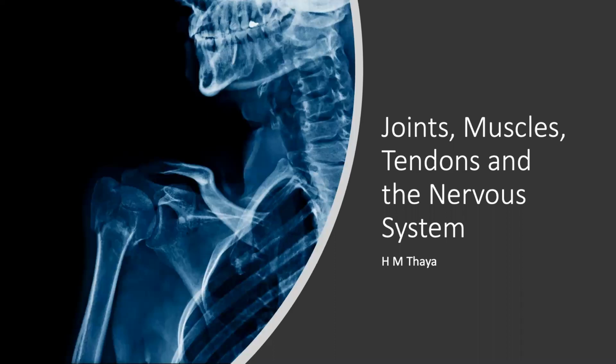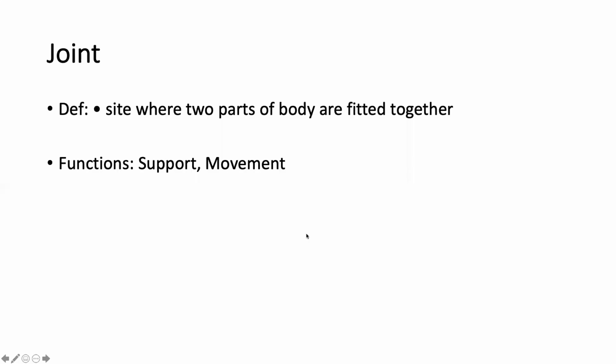In this lecture, we will discuss joints, muscles, tendons, and the nervous system. Let me remind you about the joints. The joint is the site where two parts of the body are fitted together. The function of the joint is to support the body and to allow movement.